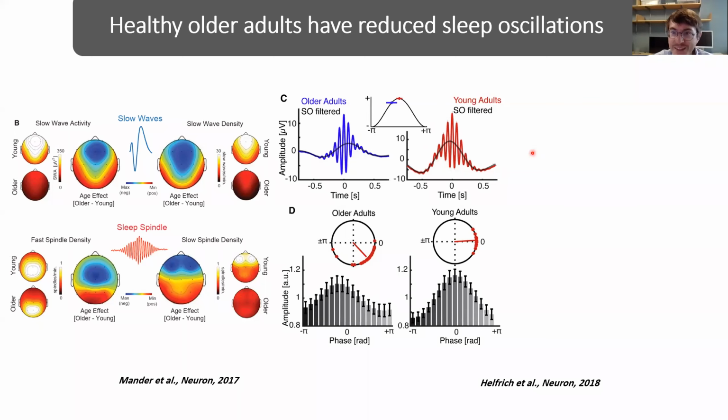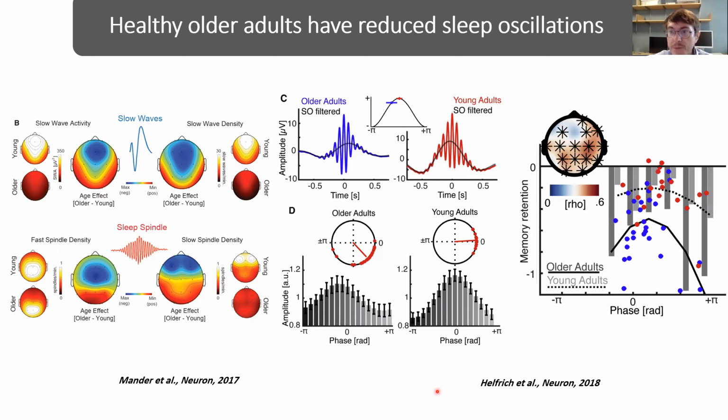And these are examples here. On the bottom, you have the distribution of those across the subjects, and you see very clearly that in older adults, the peak of the spindle is before the 0, which is the peak of the slow oscillation, whereas in younger adults, the mean is right at that peak.